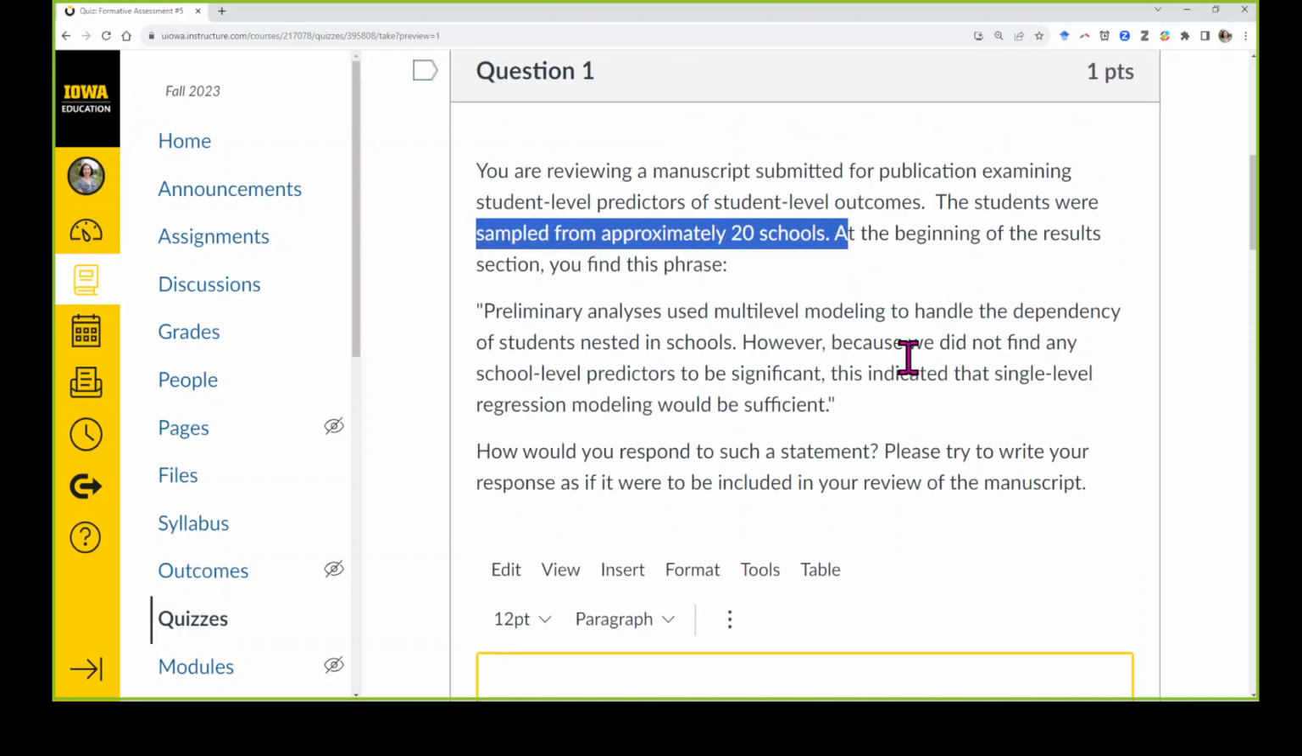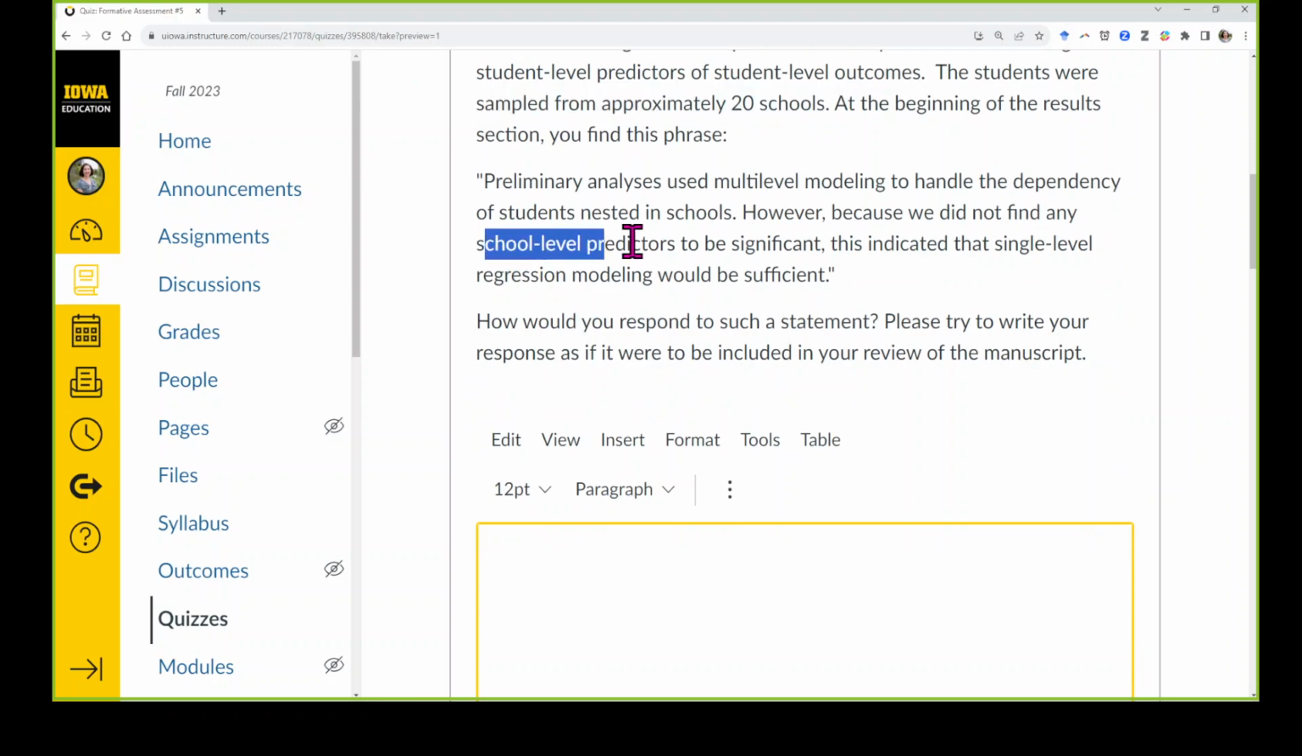Sampled from approximately 20 schools. So could that potentially be a reason why none of the school level predictors were significant? Yeah. Do you have a lot of power with 20 of anything? No. You need to have an effect size of approximately positive infinity for that to be adequately powered at 20.